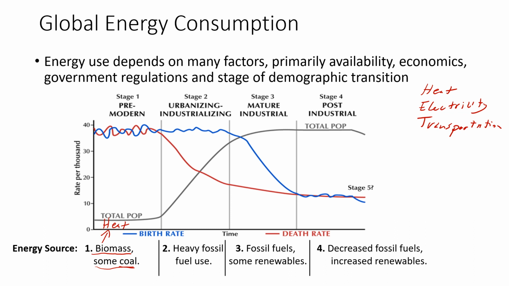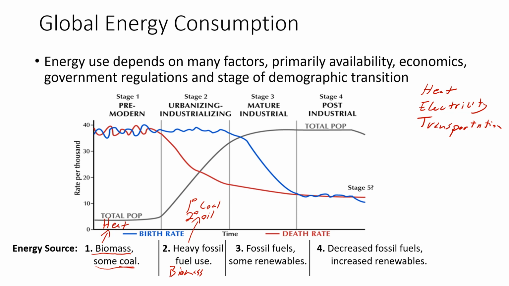As a nation or a population transitions into stage two, the urbanizing or industrializing stage, they will start to use heavy fossil fuel use. And this will primarily be coal, secondarily oil, and lastly natural gas. Okay, there will still probably be some biomass being used, but it will be shadowed by the amount of fossil fuel being used. And it will typically be used by the poor section of the populace.